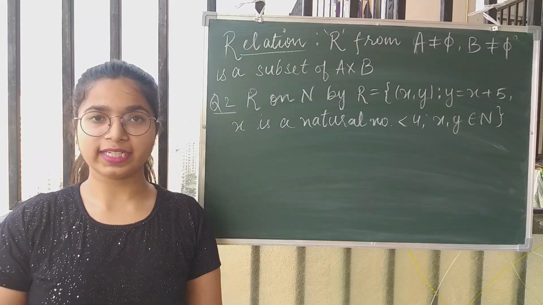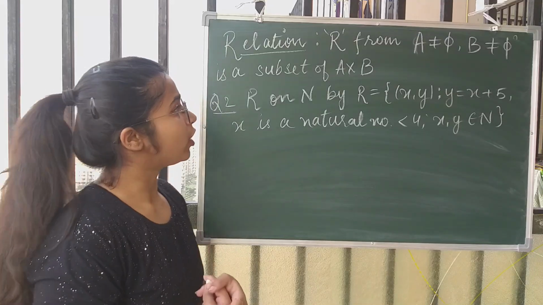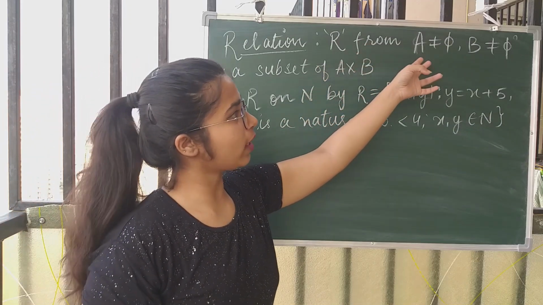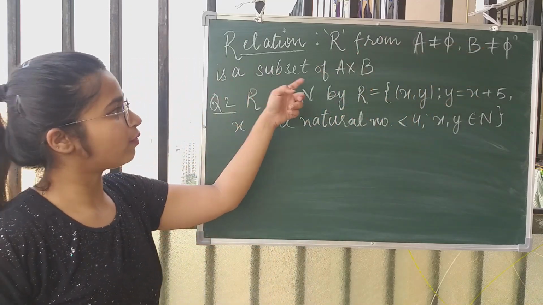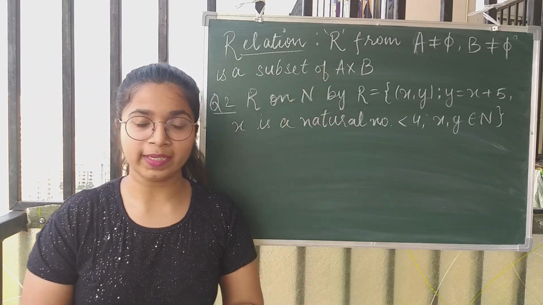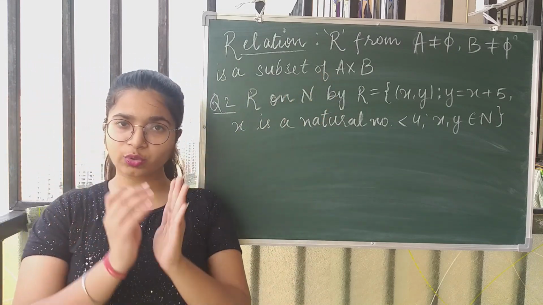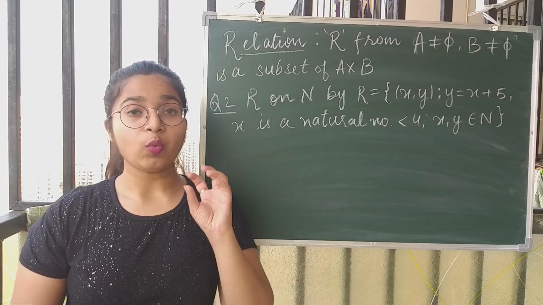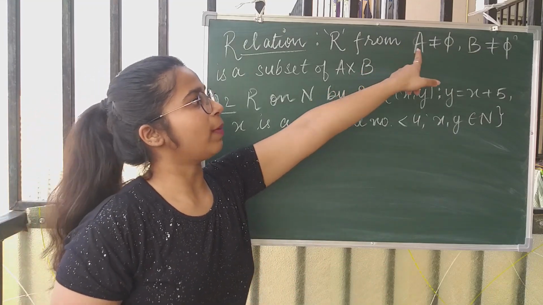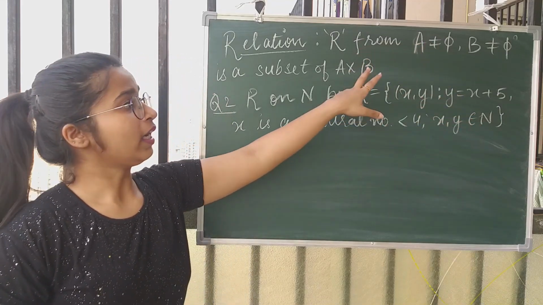So we now study what is a relation. A relation R from a non-empty set A to a non-empty set B is a subset of the Cartesian product A cross B, and it is defined by describing a relationship between the first element and the second element. We know that the first element comes from A and the second element comes from B.